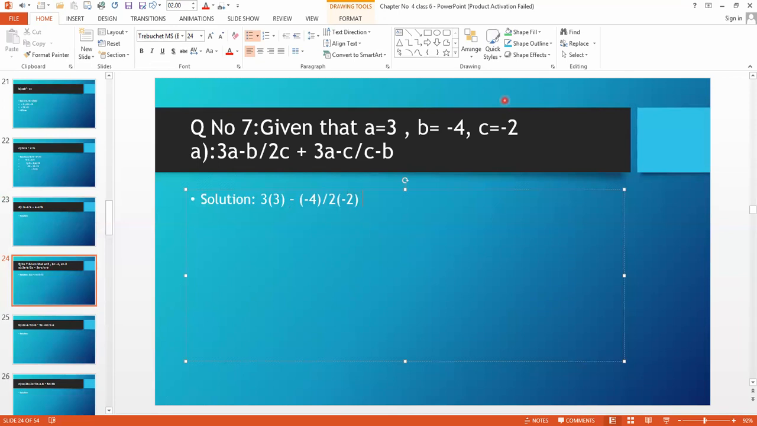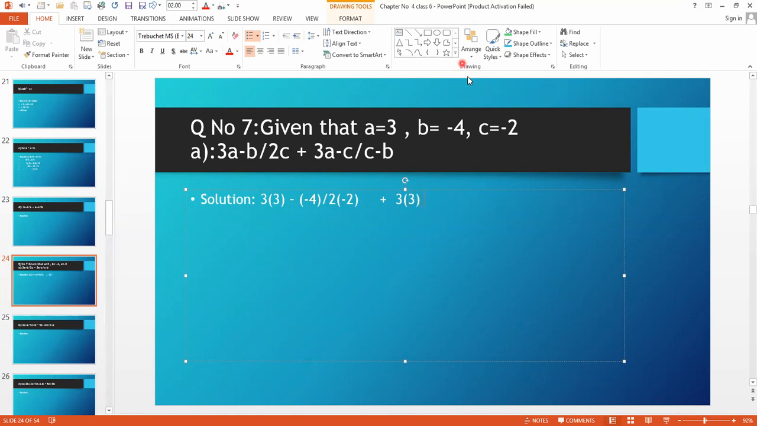Is it clear? This is called the substitution of values. Next, put the plus sign. Next comes 2, again they're saying 3, and the value of A I have to put within a bracket. What is the value of A in this question? That is 3. I have to close the bracket.